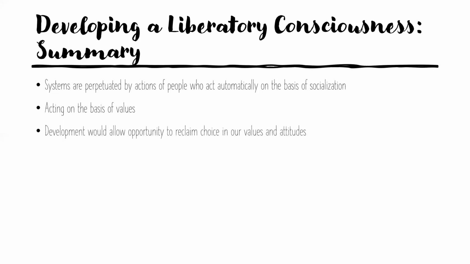So the development of a liberatory consciousness would allow us to have that opportunity of choice to say, here's what I choose to do in my values and my attitudes. This is what I value. And it also gives us the opportunity to reclaim a choice in our response pattern. So taken together, we've talked a lot about social justice, liberation, and having this liberatory consciousness. And this is just the tip of the iceberg when it comes to social justice advocacy. In the next lecture, I'll be talking about the ways in which we can specifically work in social justice advocacy.